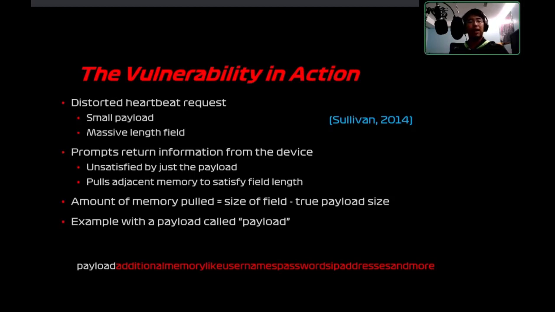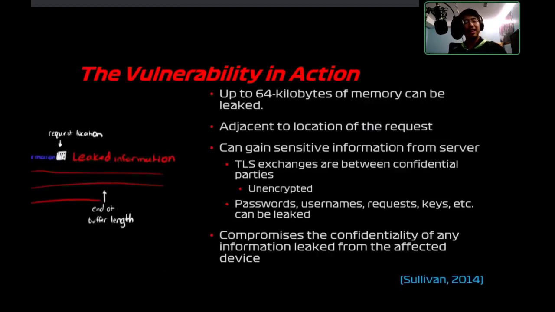A general output of a Heartbleed attack such as this will have a string of something like what's shown on the screen. If the payload was called payload, it'd be payload plus additional memory such as usernames, passwords, IP addresses, and more. Now, essentially, an attacker can read up to 64 kilobytes of memory. That's quite a bit, actually, because it can be any sensitive information.